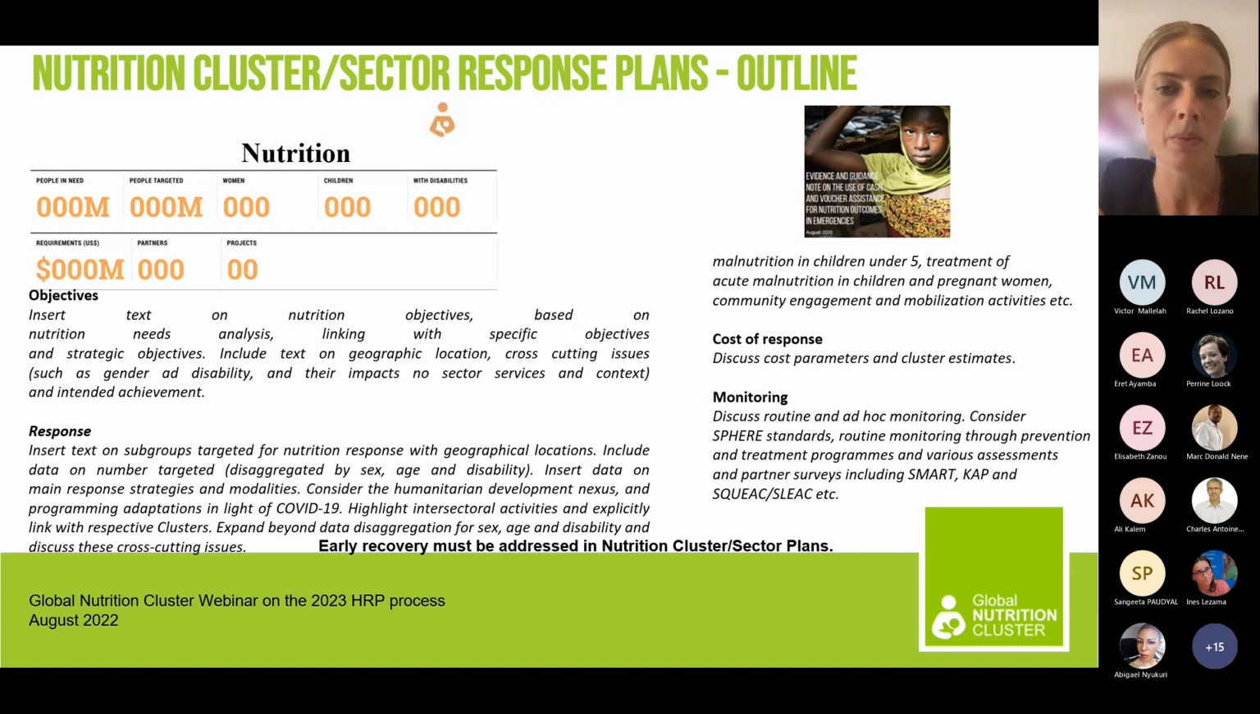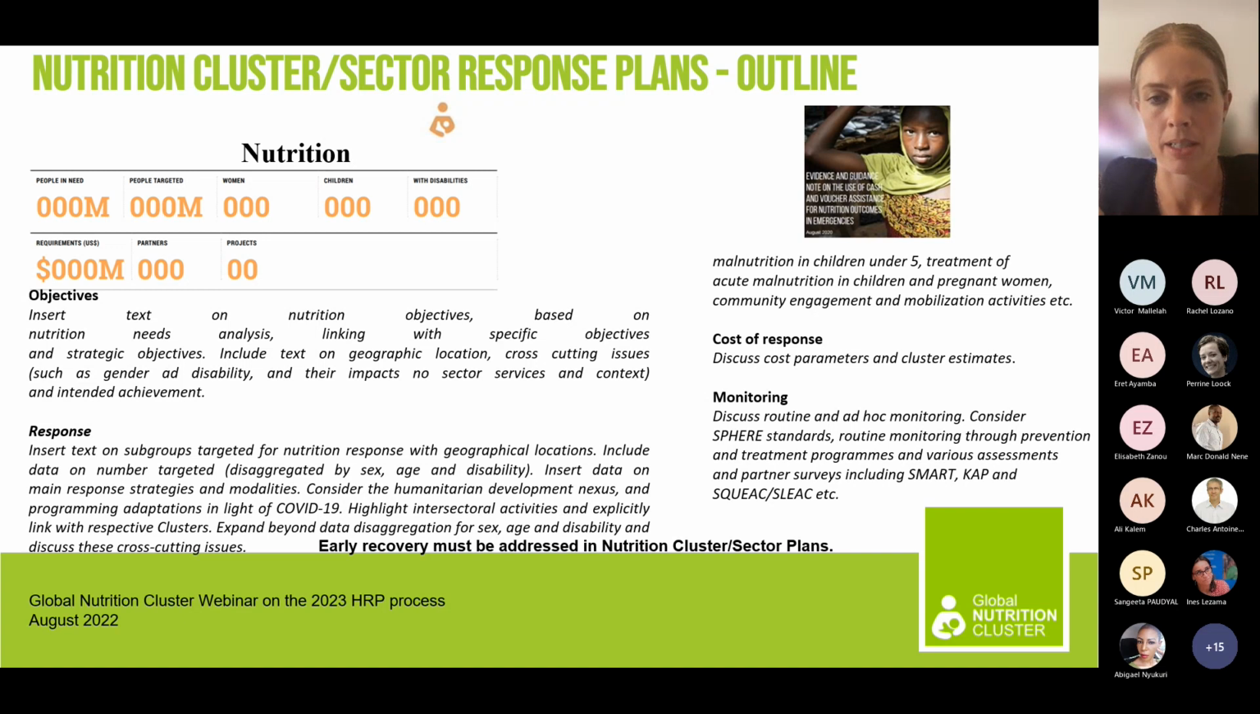For example, when developed with the SAG, it can be more straightforward and quicker. However, although partners are asked to endorse the plan, there may be less buy-in. When developed directly with partners, the process can be quite time-consuming. And as a nutrition cluster coordinator, we might find that our time is spent negotiating and building consensus. To address this, partners can be asked to focus on different sections of the plan, and the nutrition cluster coordinator can bring everything together. So this slide illustrates the main components of the cluster or sector response plan.